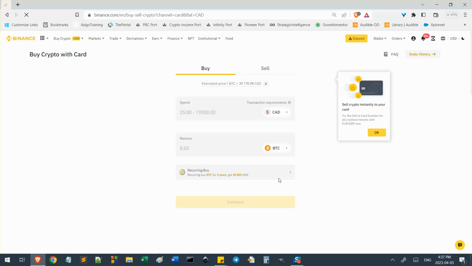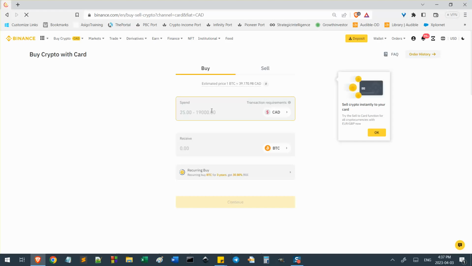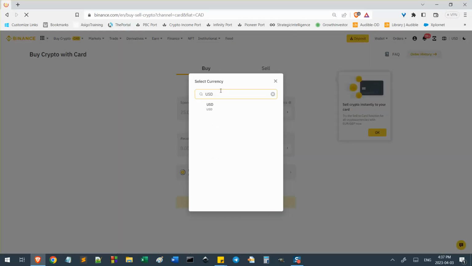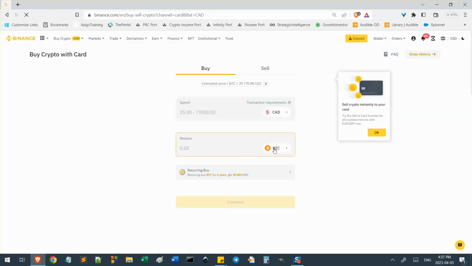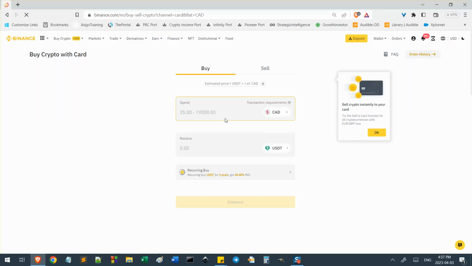Okay, so once this page loads, here we're on buy crypto with a card, like a credit card or debit card. We're on buy. Okay, so set the currency that you're using. For me, like in Canada, that would be a Canadian dollar, whatever currency it is for your bank account. So you can just set that to whichever currency you want to use. Okay, and then set the crypto that you're buying. For example, Tether, USDT.